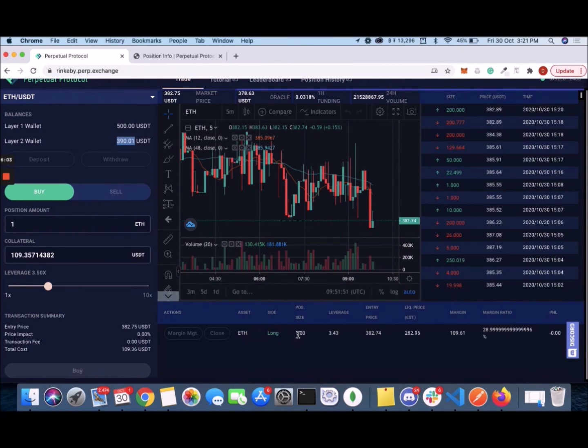So here it is, we just bought one ETH without paying any gas fees. This is how Biconomy improves the trading experience on Perpetual Protocol. This is only possible with Biconomy.